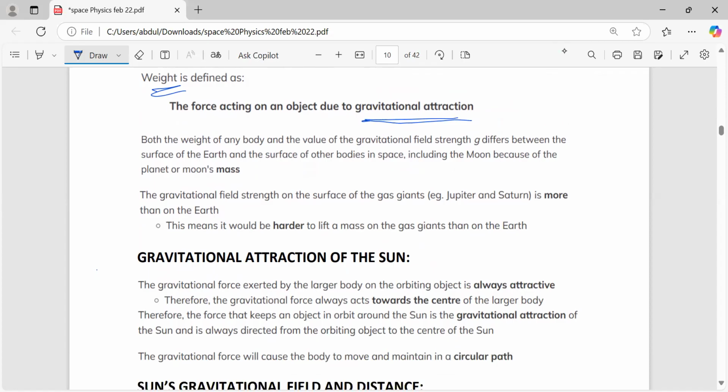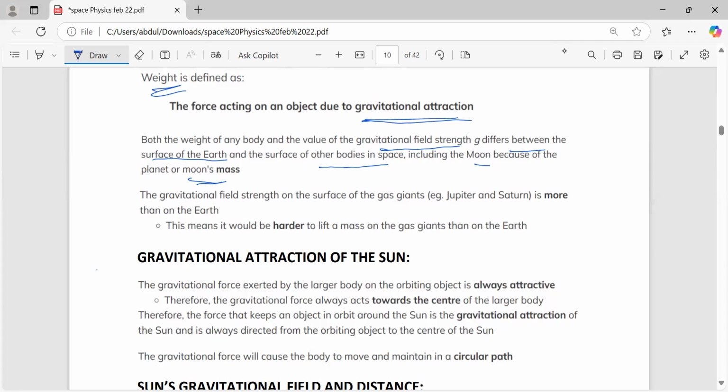Both the weight of any body and the value of gravitational field strength g differ between the surface of the earth and the surface of other bodies in space, including the moon, because of the planet's or moon's mass. Gravitational field strength is the force per unit mass. These things vary depending on the difference in distances. It will not be too much difference, but still there will be a difference.